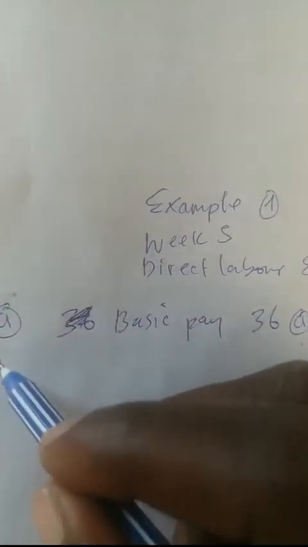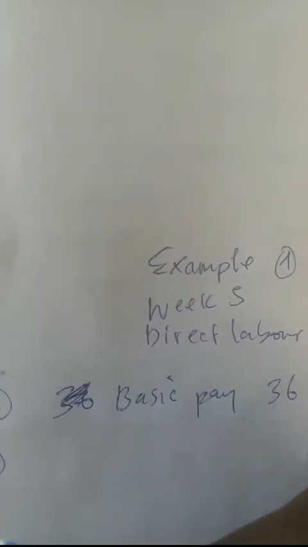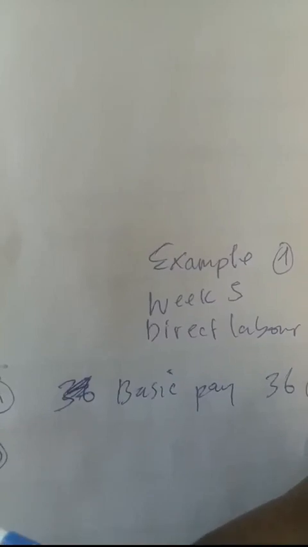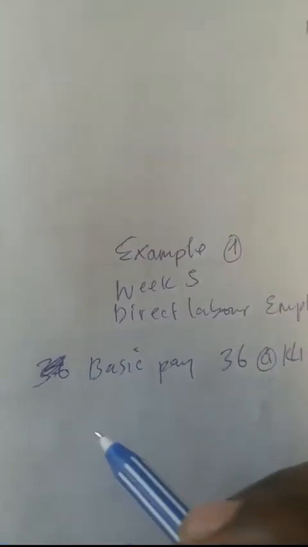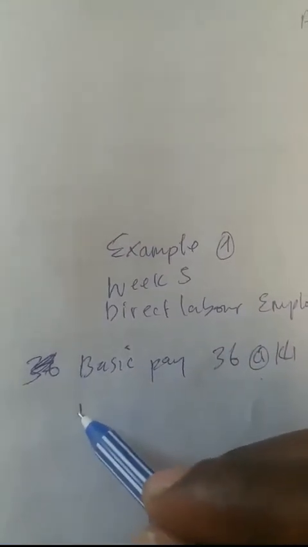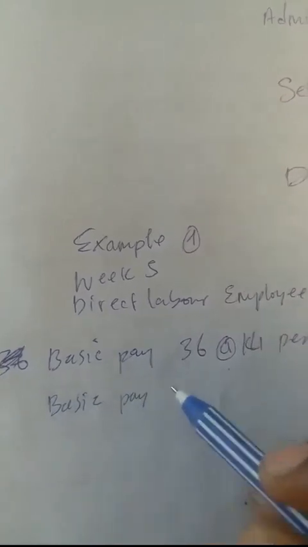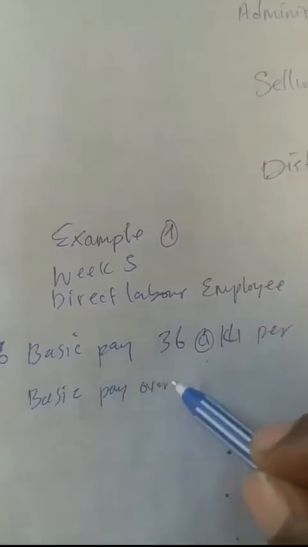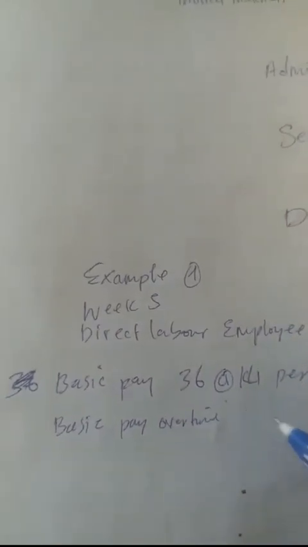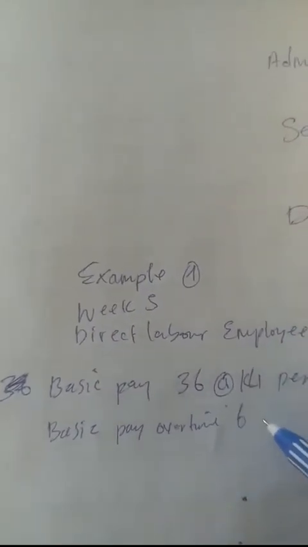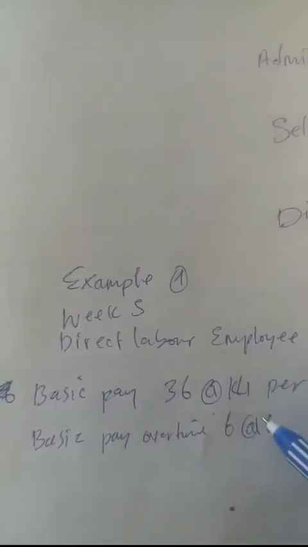Then our second statement says pay at the basic rate for overtime, 6 hours at 4 per hour. So basic pay, overtime is made at, he worked 6 hours, paid at 4 kwacha as well. Okay, 4 kwacha.